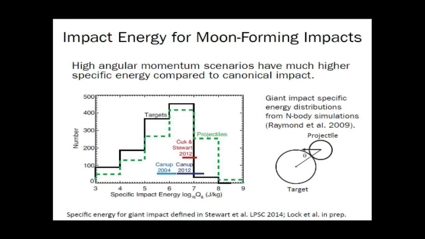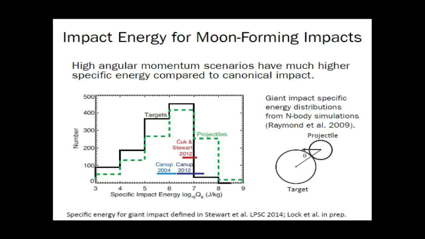And so I just mined some published n-body simulations by Sean Raymond of growing terrestrial-type planets under a range of conditions and calculated the specific energy. This is just a measure that we've developed of energy that takes into account the mass ratio between the two bodies and the impact angle so that it can be an apples-to-apples comparison. And here's the histogram of the energy per unit mass of the larger body, and the green line is the energy per unit mass of the smaller body. And the bars indicate the moon-forming scenarios.